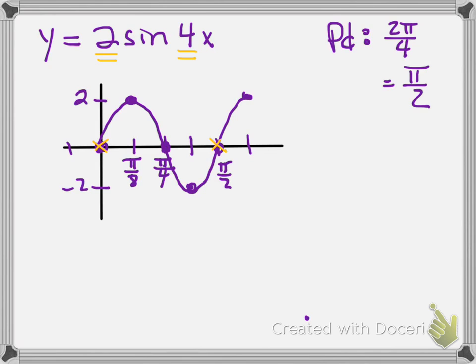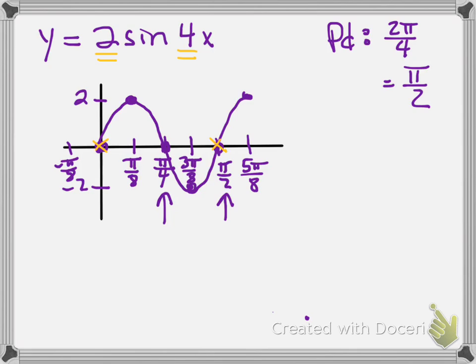Now that tells me that my axis is divided into pi over 8 little increments. So I got 1 pi over 8, 2 pi over 8, which simplifies to be pi over 4, 3 pi over 8, 4 pi over 8, which simplifies to be pi over 2, 5 pi over 8 would be my next one. And if I went this direction, that would be negative pi over 8.